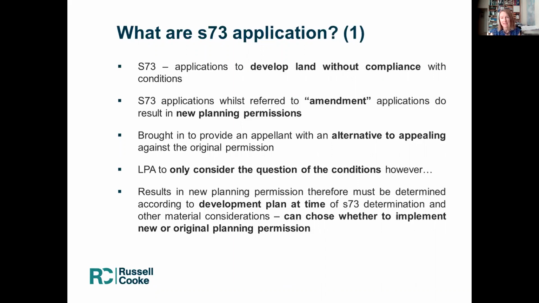The ability to make these applications was brought in to provide the appellant with an alternative to appealing against the original permission as a way of achieving changes. When the local authority come to consider a Section 73, they should only consider the question of the conditions. However, it does result, as I said, in a new planning permission, and therefore it must also be determined according to the development plan in place at the time of the Section 73 determination and any of the material considerations in play at that time.